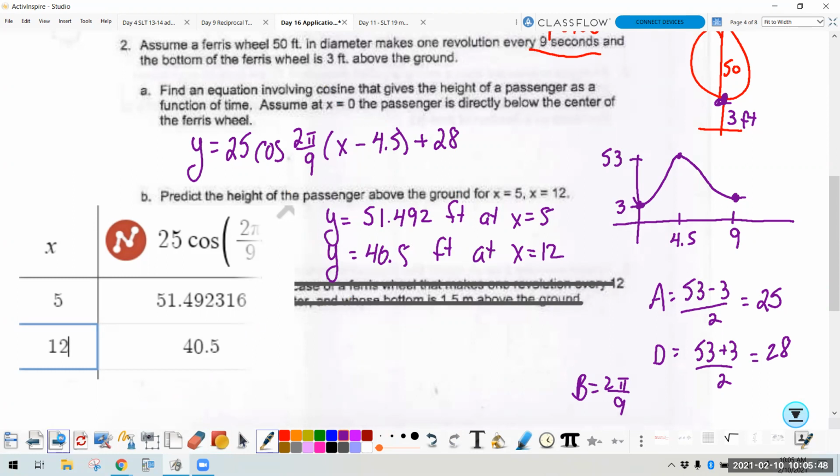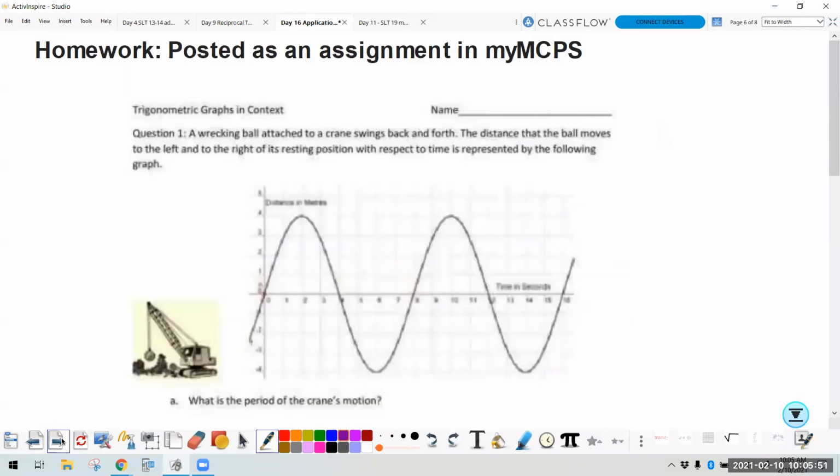Okay, so your job then, we're going to skip that one, is to do this wrecking ball problem and submit that in Canvas today.